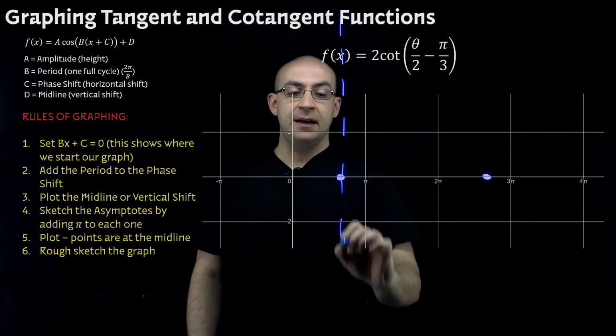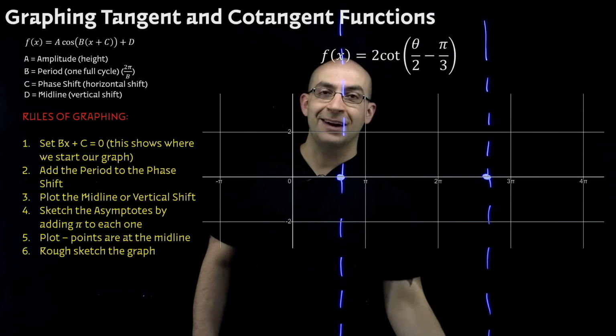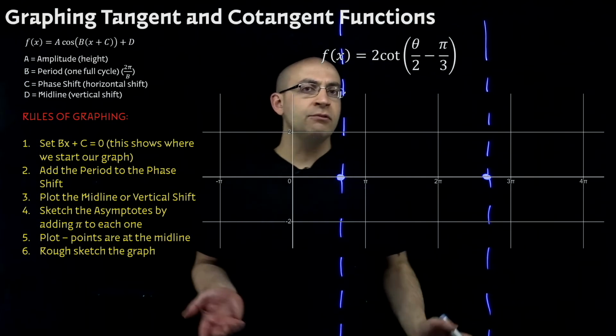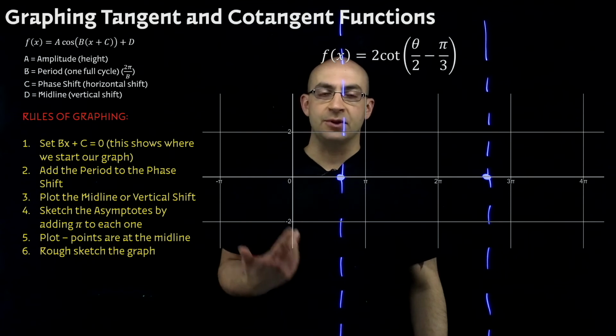So we have a line going up and down, and we have another asymptote right there. So all we really need to do is find the middle of this to find the point where we will have our cotangent function live.